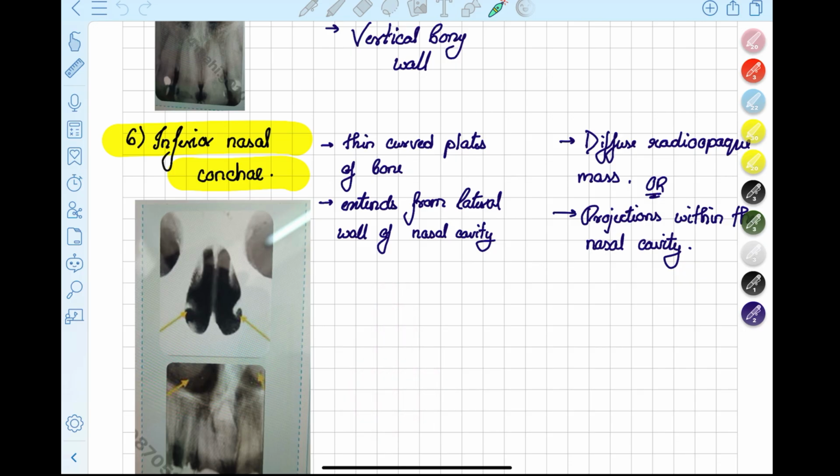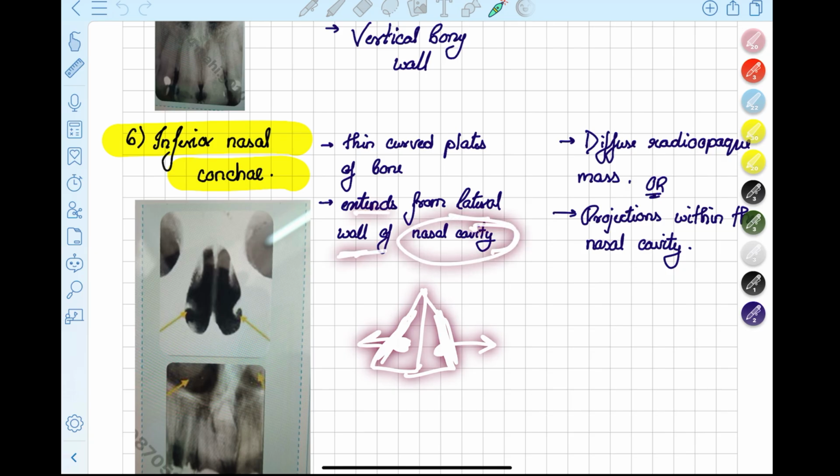It is nothing but thin curved plates of bone. It extends from the lateral wall of nasal cavity. From where does it extend? This is our nose. This is the lateral wall of nasal cavity.